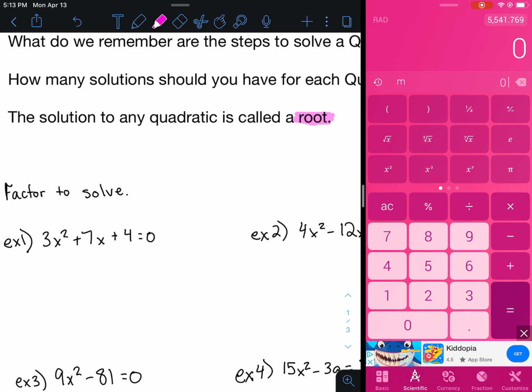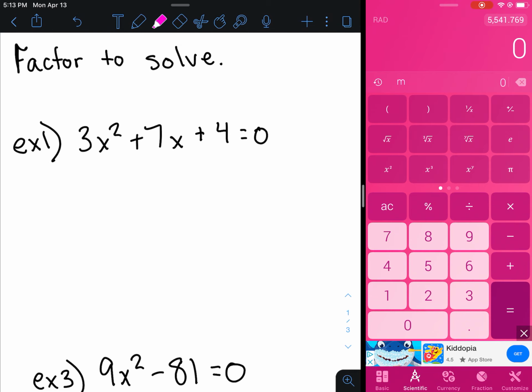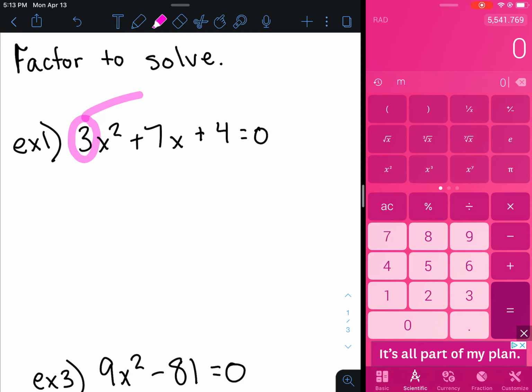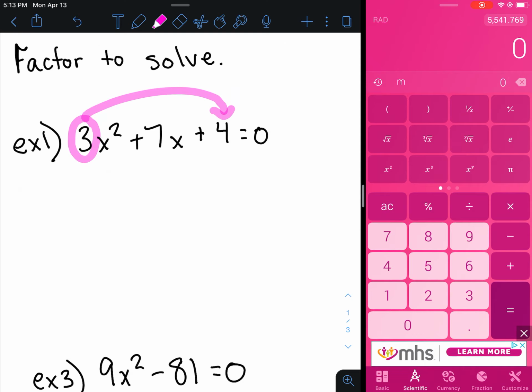So to start off with example 1 here, we see that we have a number in front of our x squared term that is not 1. So that means we're going to have to factor by grouping or by bottoms up. I'm going to do the bottoms up method, which means we're going to take our a term and multiply it by our c term. So when we do this, we get 3 times 4, which is 12. Now we need to figure out factors of 12 that add up to our b term, which in this case is 7.